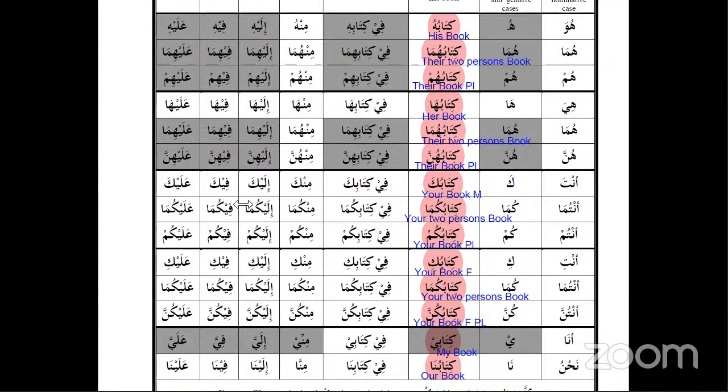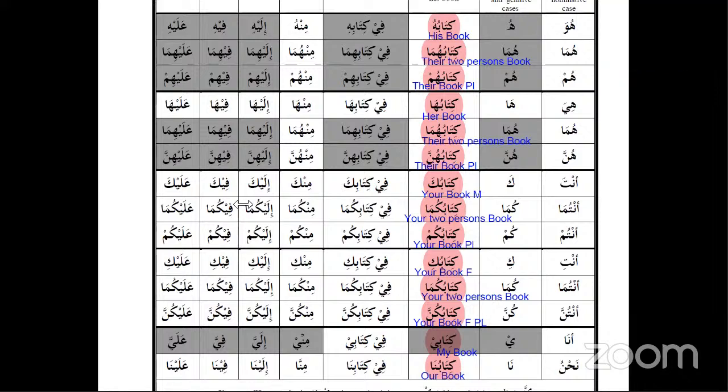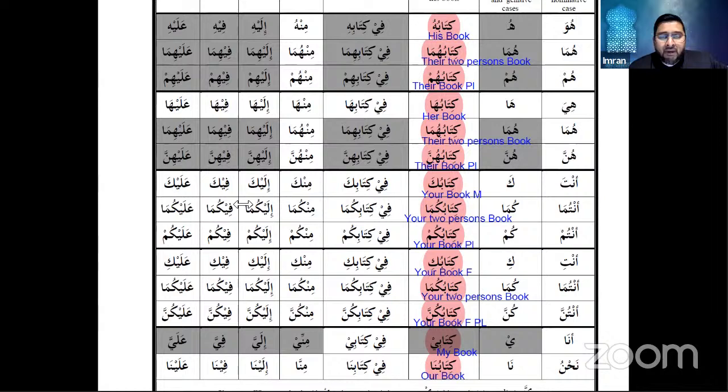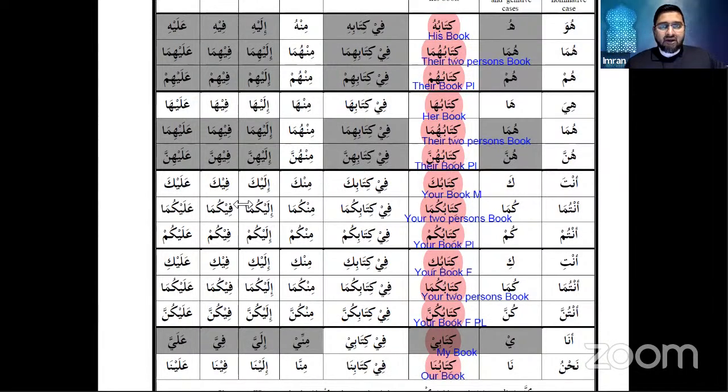Assalamualaikum. Sister Durdana, how do you say my book? Kitabi. How do you say his book? Kitabuhu. Her book. Kitabuha. Your book, one male. Kitabuka. Your book, one female. Kitabuki. Excellent. Jazakallah. Thank you.